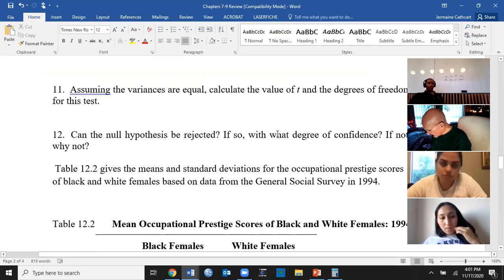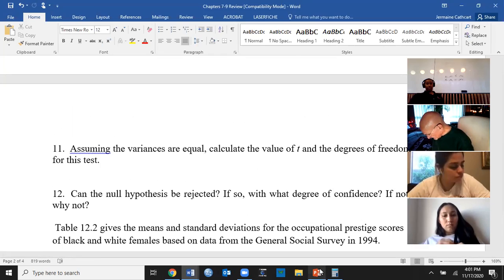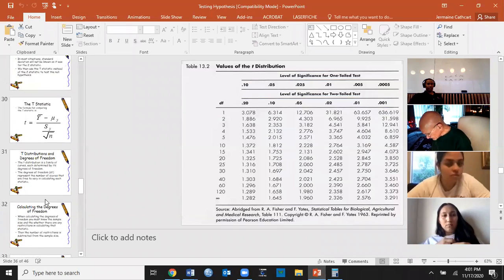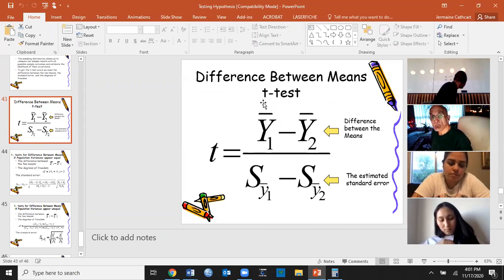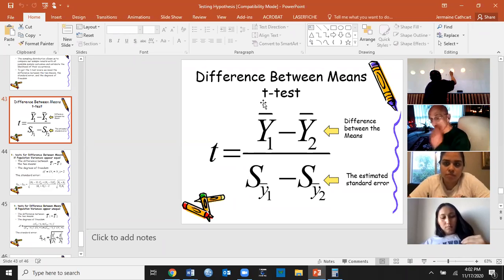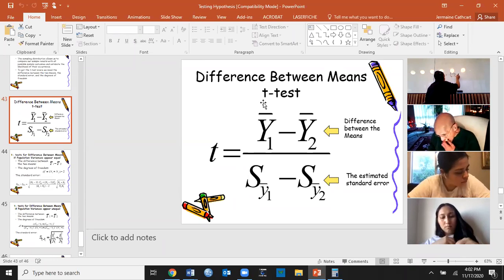Okay, so good. Now, assuming the variances are equal, calculate the value of the t and the degrees of freedom for this test. There are two ways, so you can calculate the t using this equation. For the top part of the t, you would take the mean of the first sample minus the mean of the second sample, divided by the estimated standard error of the mean for the two-sample t-test.